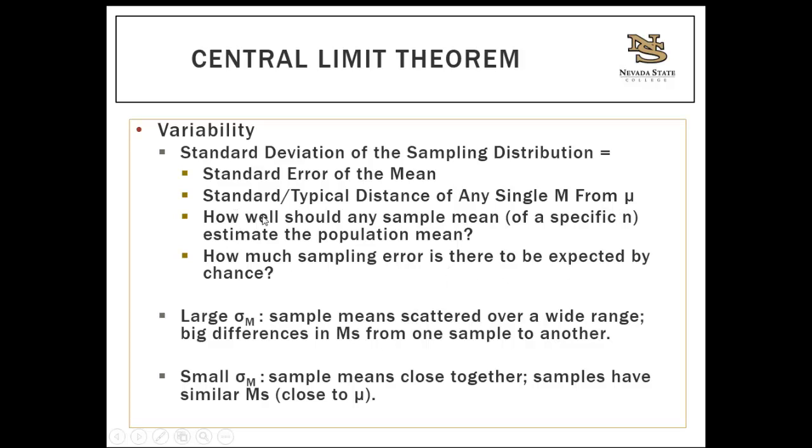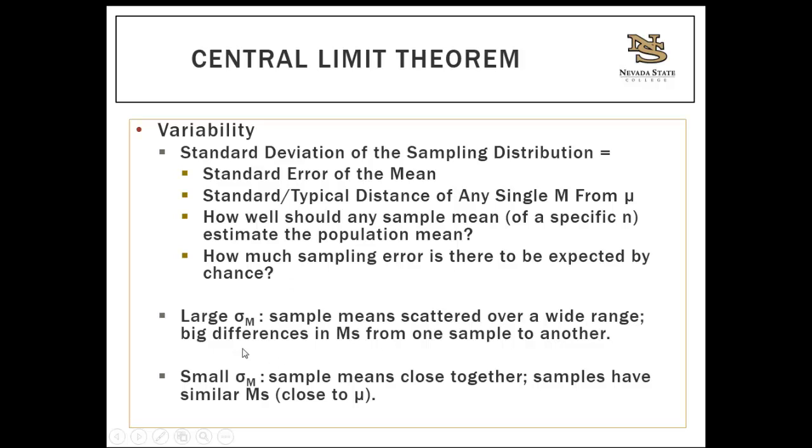Okay, so what this really tells you is, if you took a random sample of a specific sample size, how well do you think that sample mean would estimate the population mean? Or in other words, how representative do you think your sample mean will be compared to the population mean? Another way to say it: how much sampling error is expected by chance? Remember, sampling error is simply a measure of the difference between a sample mean and a population mean. So the standard error tells you how much difference you expect to see just due to random chance.